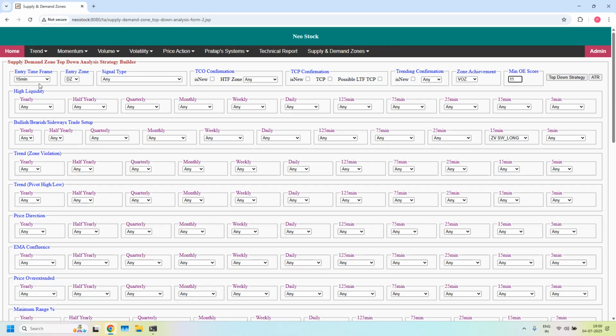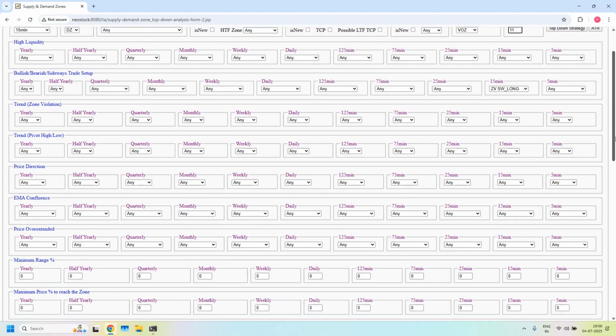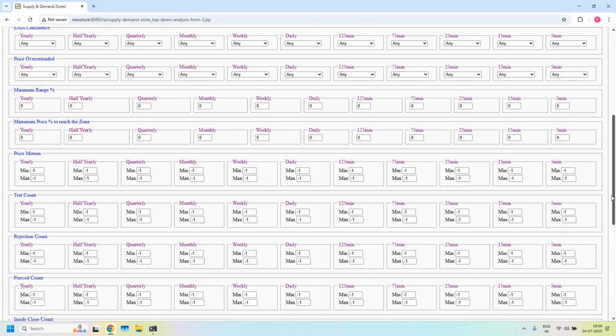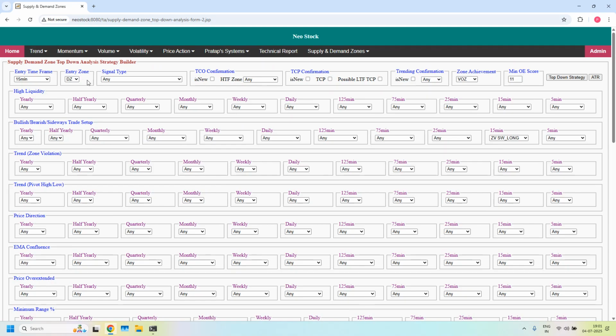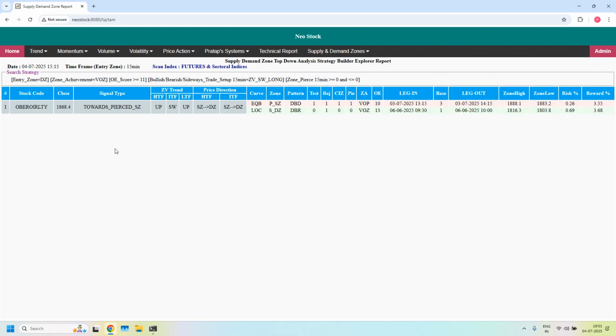And also the 15 minutes demand zone should not be pierced. So that's why in the pierced count parameter, at 15 minutes time frame, I am setting minimum value 0, maximum value 0. That means zone is not pierced. Which zone? 15 minutes demand zone. Now let's filter. We got one stock. That way this demand zone, 15 minutes demand zone, is supporting sideways long trade setup for daily income trade.